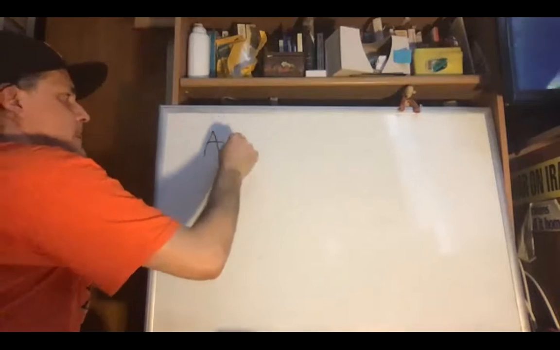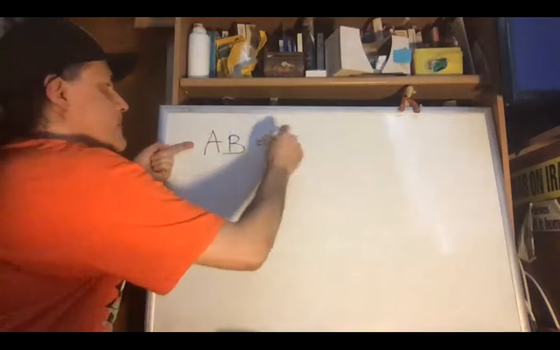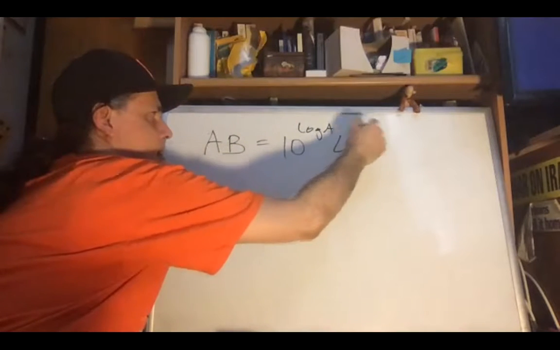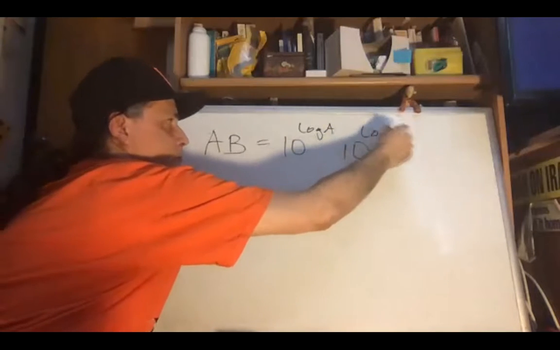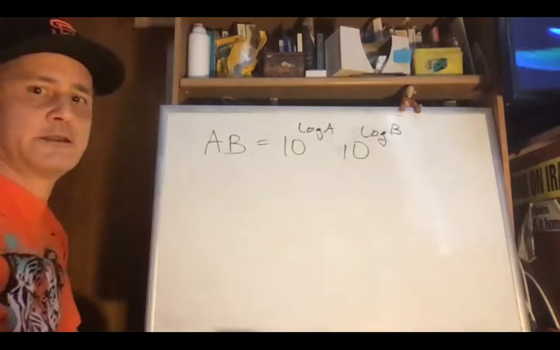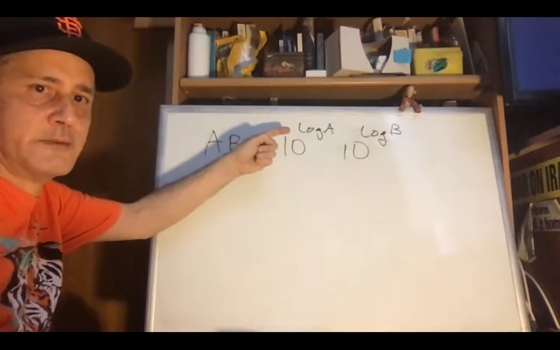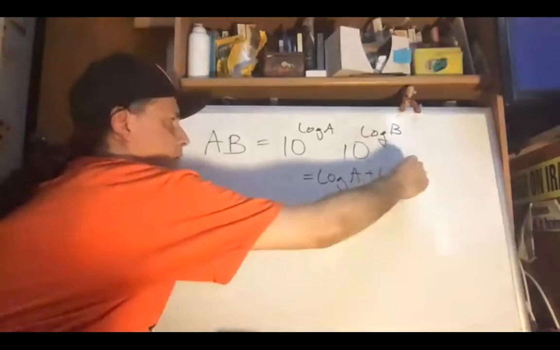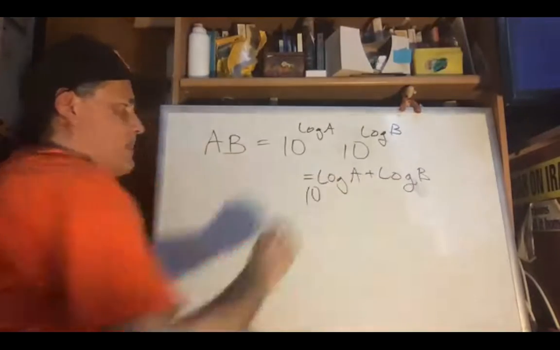Okay, so if we're multiplying, if we wanted to change this to base 10, we would just use base 10 twice and apply the correct exponent. Now what happens when you multiply common bases? You add the exponents. All right?